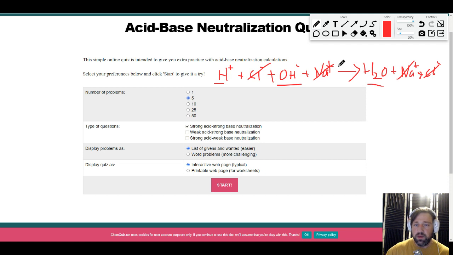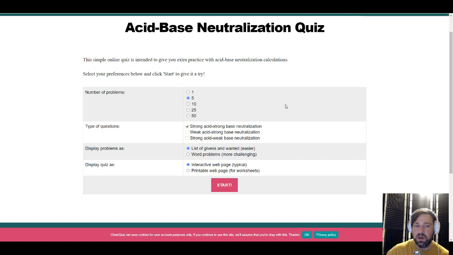So we just need to know the concentration of H plus and the concentration of the hydroxide, OH minus. These are the things that we really, really care about. Okay. And let me give you an example of a problem that I'm going to want you to do. I'm going to want you to do 10 of these problems, 10 correct answers. So, strong acid, strong base neutralization.